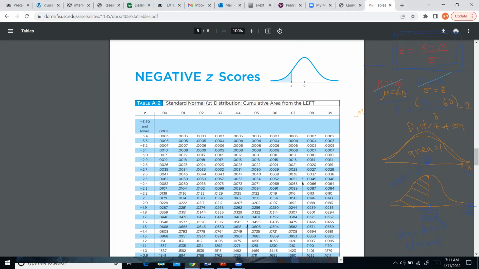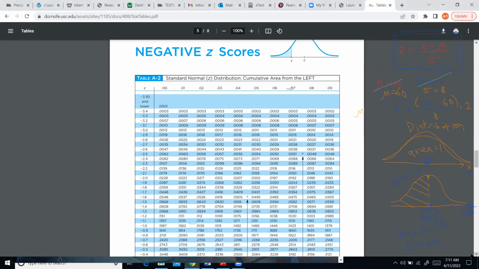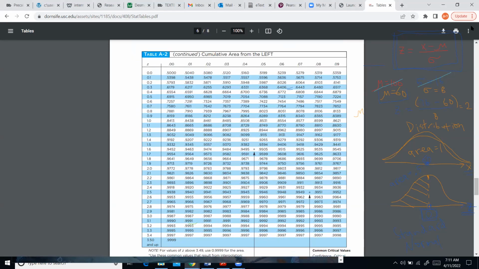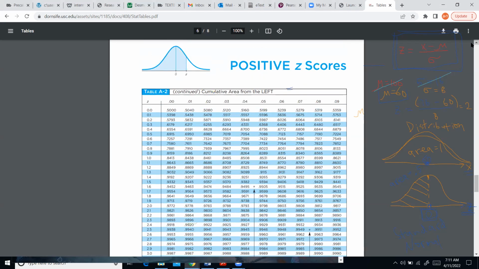Well, because the z numbers they show you are on the left side from 0. On the left side from 0 means smaller than 0, so they're negative numbers. And on the right side from 0 will be positive z-scores, and that's the second page of this table. So that's what I want to introduce you to. It turns out in statistics, this is something we're using all the time.